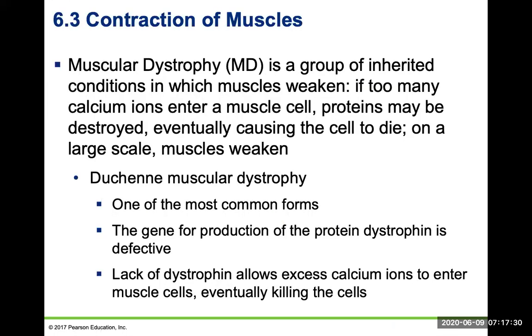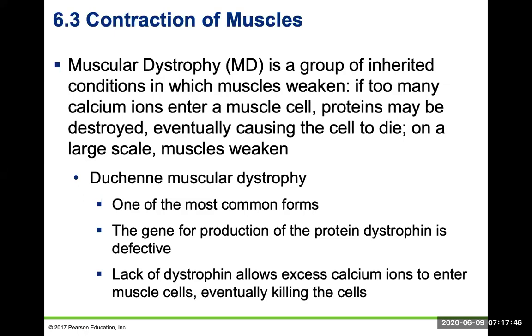Muscular dystrophy is a group of inherited conditions in which muscles weaken. If too many calcium ions enter a muscle cell, proteins can be destroyed, eventually causing the muscle cell to die on a large scale, causing muscle weakness.